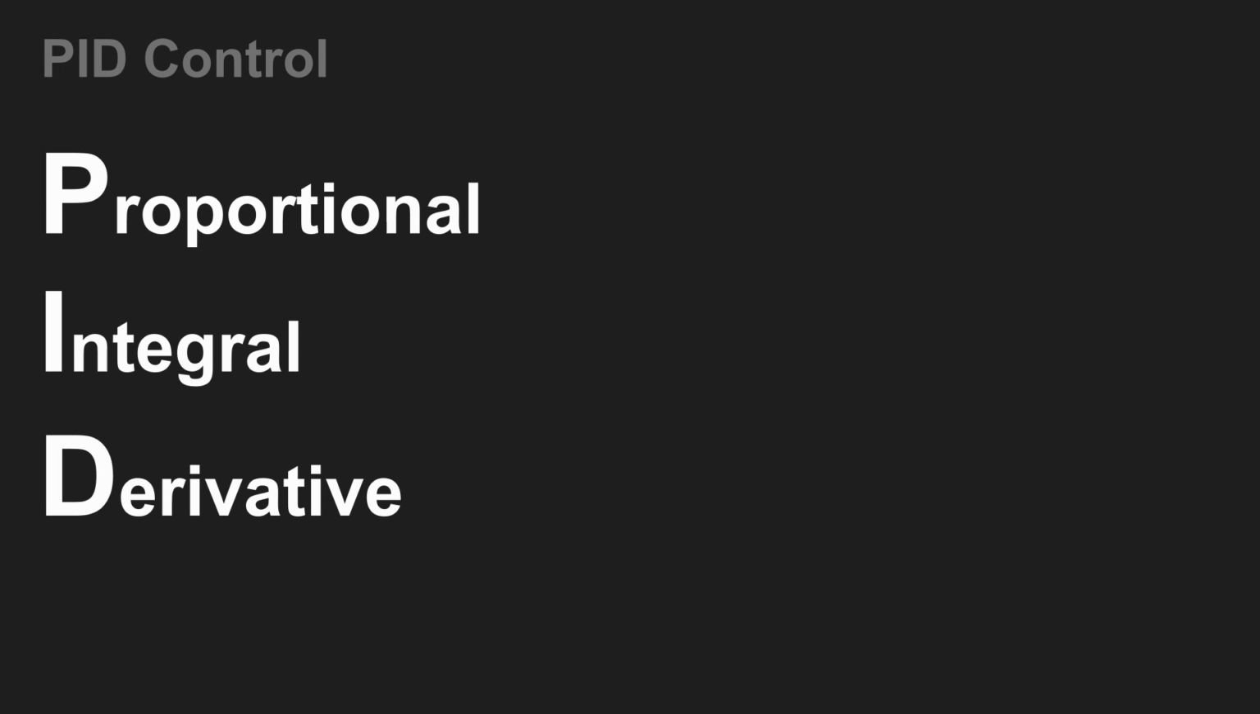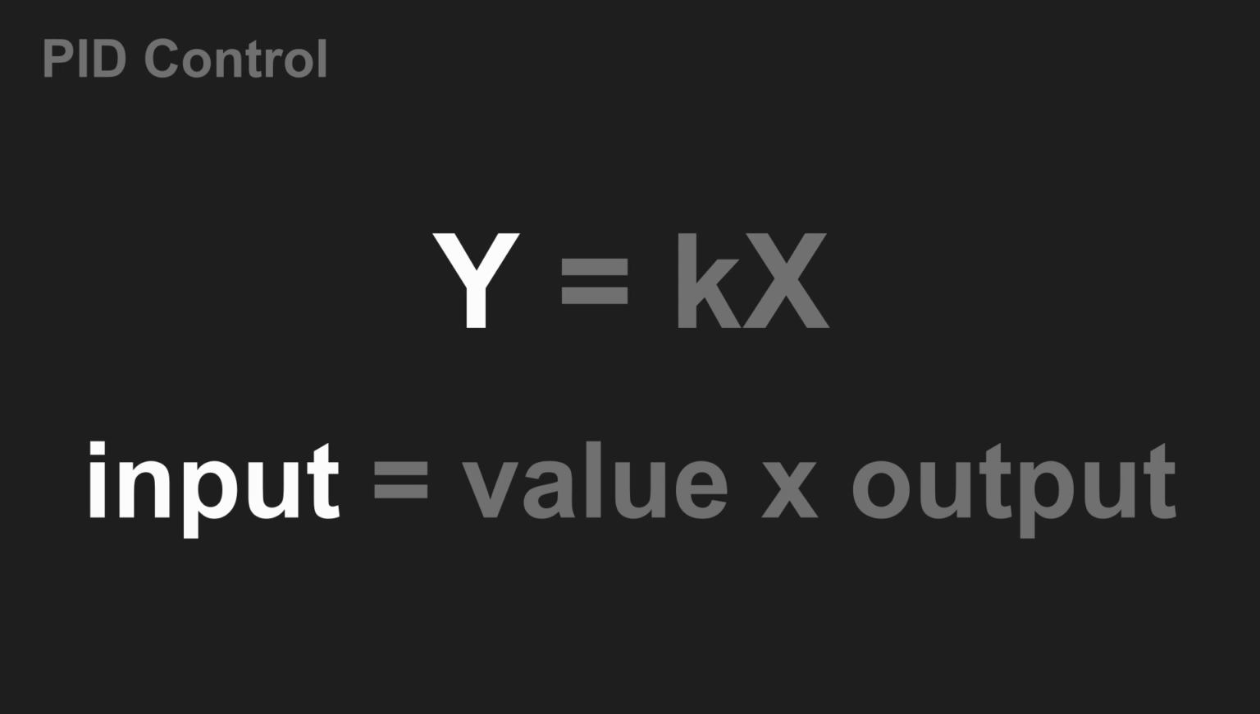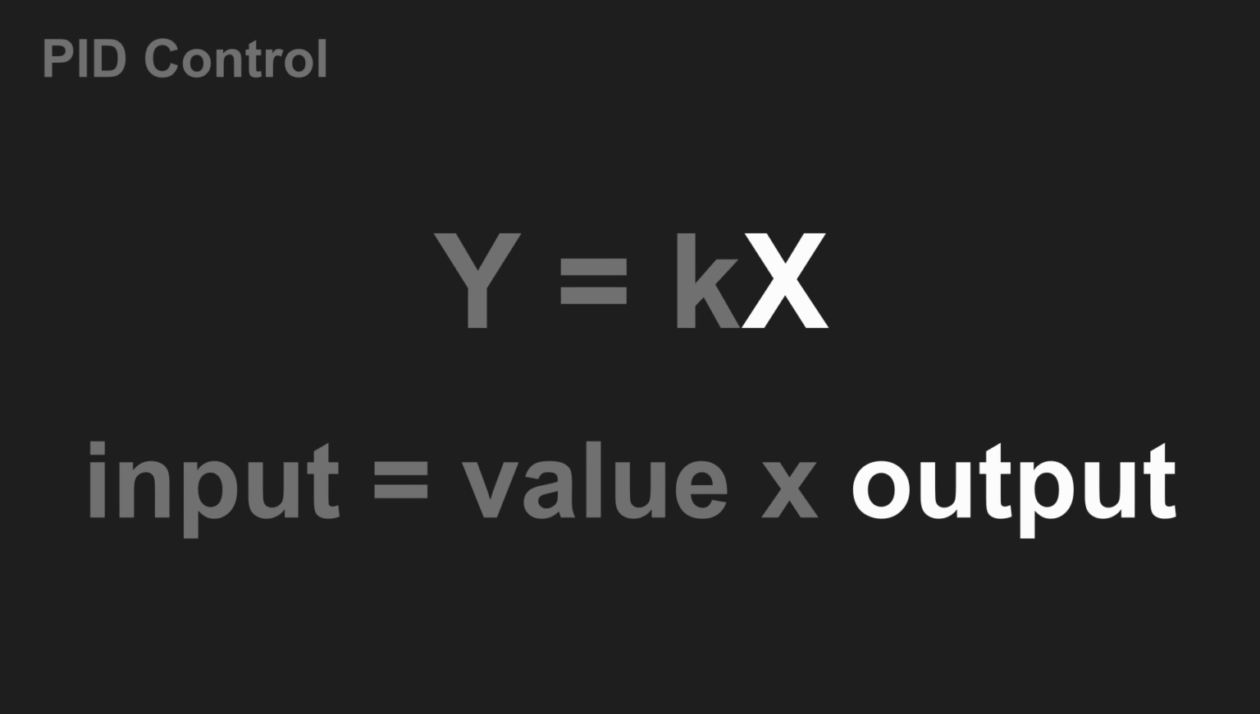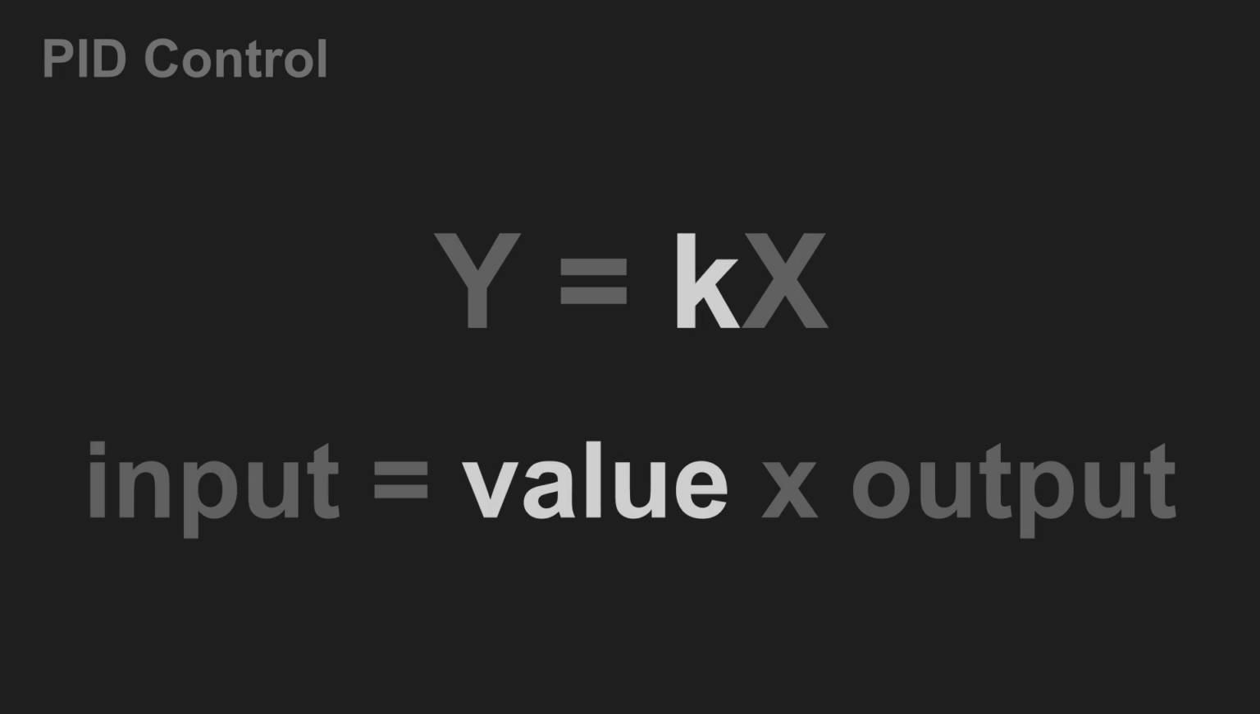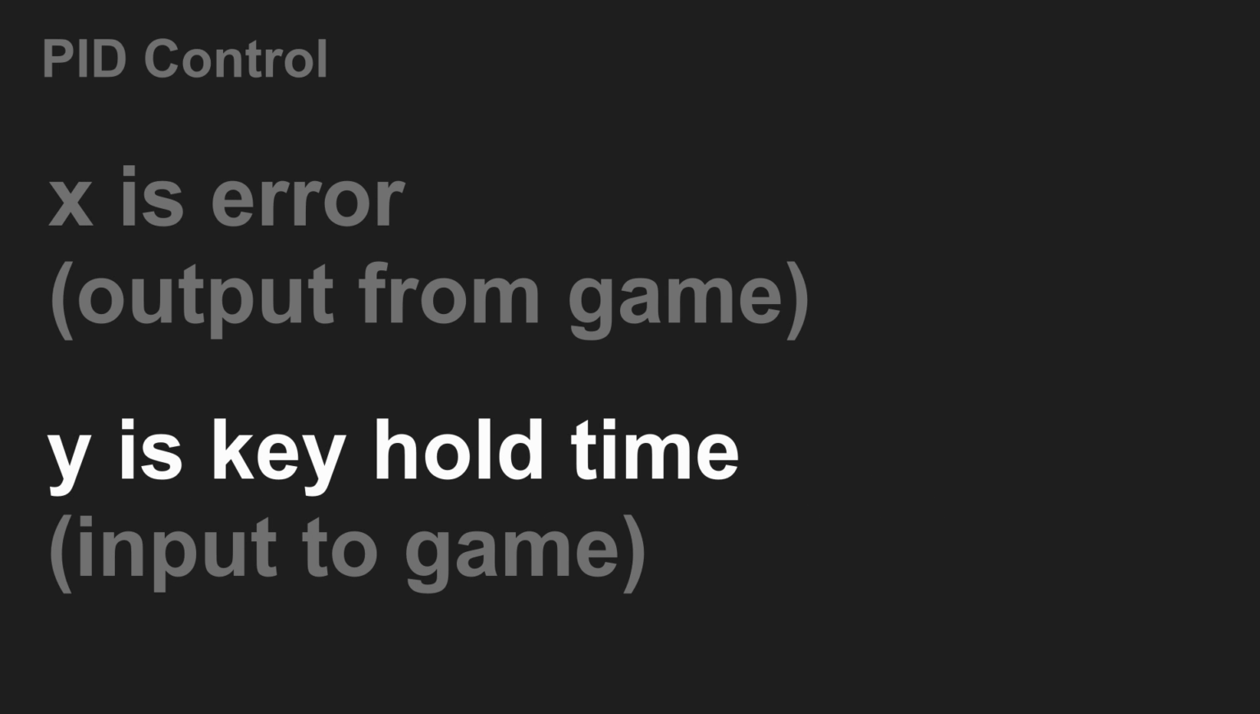PID stands for Proportional Integral Derivative, but we'll just be using the proportional part. The formula is simple, y equals k times x, where y is the output from the system, x is the input to the system, and k is a value of our choosing. Within the context of this project, x is the error and y is how long the key's held for. This should be working in theory, but I've encountered yet another problem.